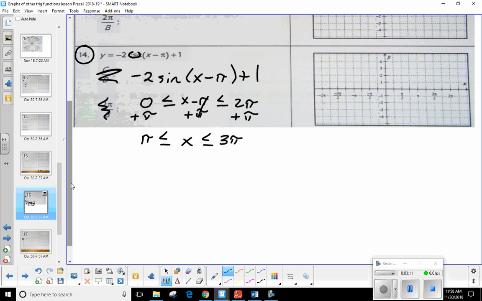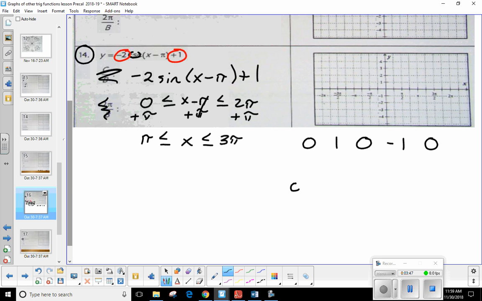Let's turn our attention to the critical values now. What were the 5 critical values for sine? We started at 0, maximum, 0, minimum, and then back to 0. Now, is there anything happening here that's going to change those 5 values? There we go. The -2 and the +1 are both outside the parentheses, so they will specifically take care of these y values for me. So every one of them, I want to multiply by -2 and then add 1.